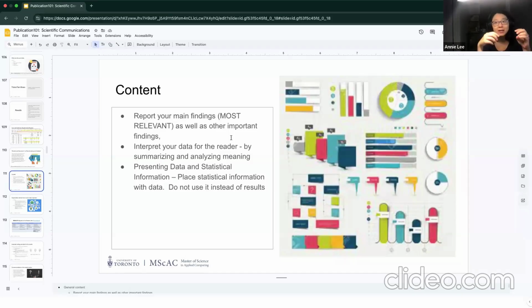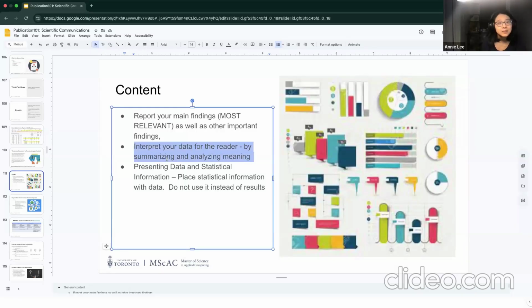Some of the results might actually not support your hypothesis, and you probably want to talk about those ones last or later. You want to interpret your results for your readers and analyze the meanings, and that's the important discussion part, right? You can't just throw out a bunch of numbers. You have to say, we did this, here are these numbers, and here's what it means. And make sure you present the statistics truthfully.